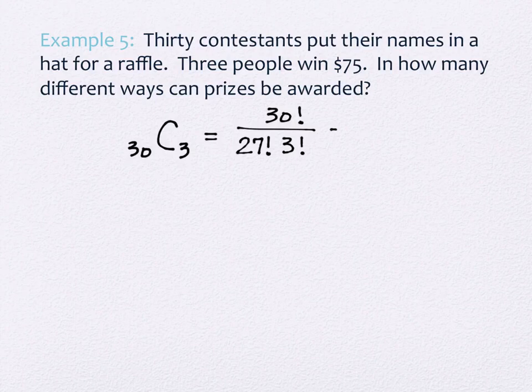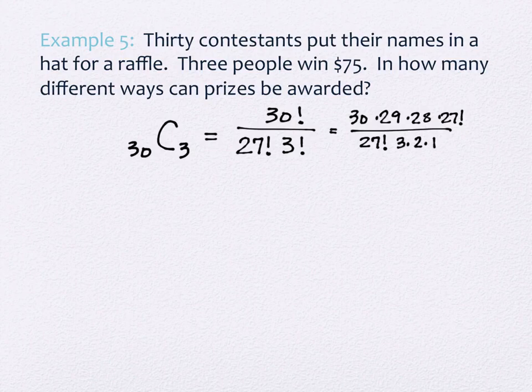So, when I'm writing this out, I still have 30 times 29 times 28 times 27 factorial, and I still stop at 27 because it matched the 27 factorial on bottom. But on bottom, I also now have a 3 times 2 times 1. So the 27 factorials cancel. But I need to divide by the 3 and the 2. You can combine them and make them a 6 if you wish, or you can leave them separate.